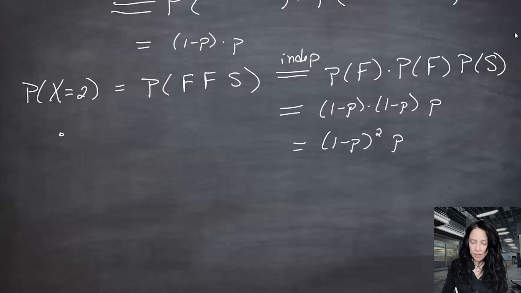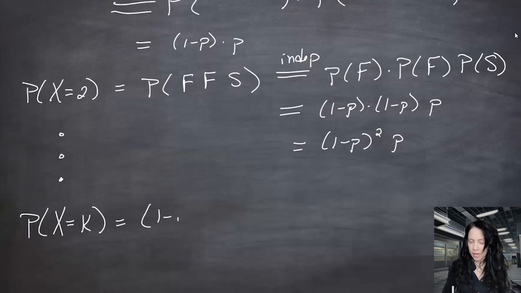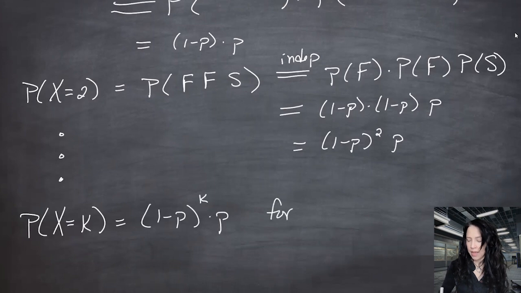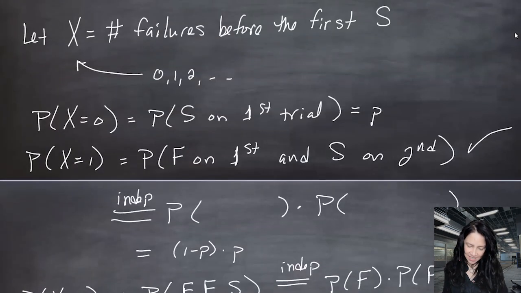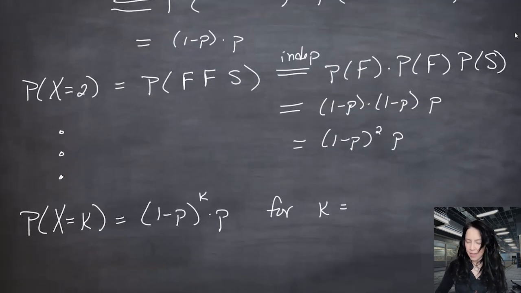It's not hard to see, and if you don't see it yet, write another one, that the probability that X equals some K is going to be (1 minus P) to the K times P. And the allowable Ks here, I don't know why I started with an X. I didn't, I just said it. So K can be 0, 1, 2, on up.